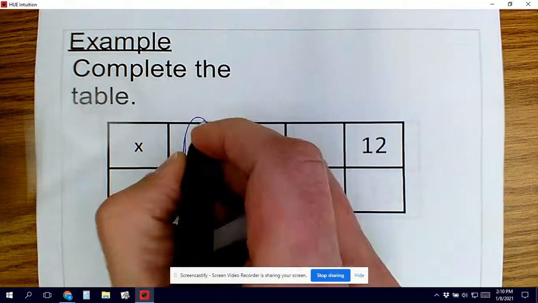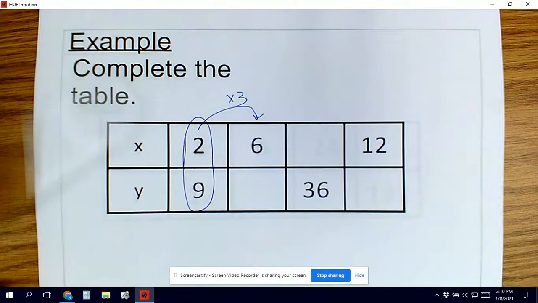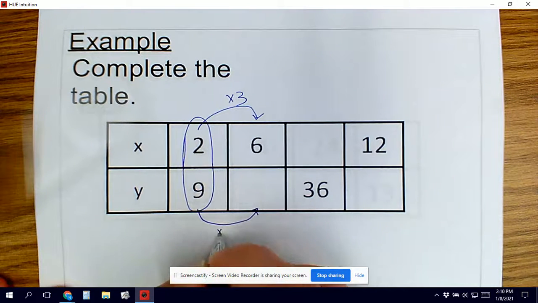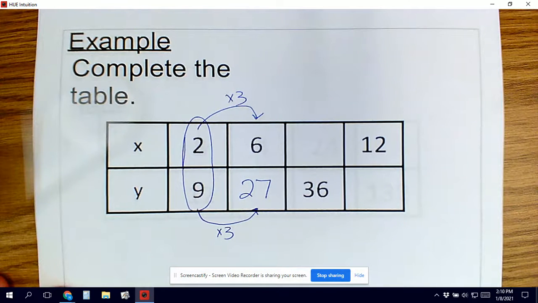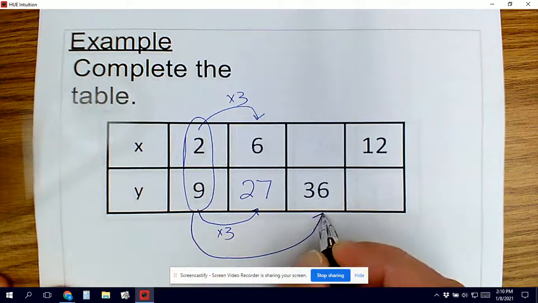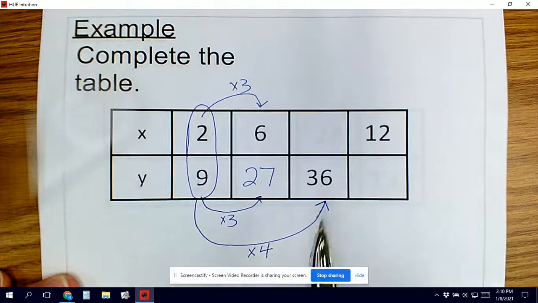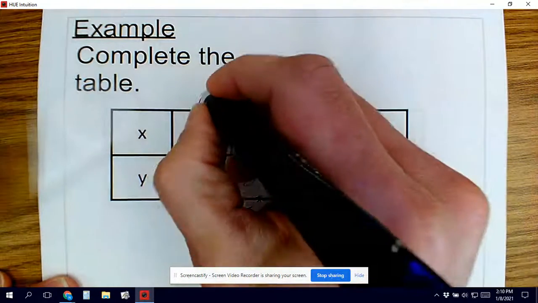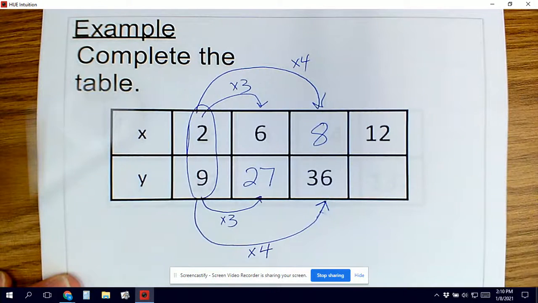I see a relationship here to go from 2 to 6. Going from 2 to 6, I would multiply by 3, which means I'm going to repeat the same process down below here with the 9. 9 times 3 means this gap becomes a 27. Now I have a 36 in this row. Should be a pretty easy jump from 9 to 36 because 9 times 4 is 36. Repeating that up top, 2 times 4 would give me a value of 8 to place here.